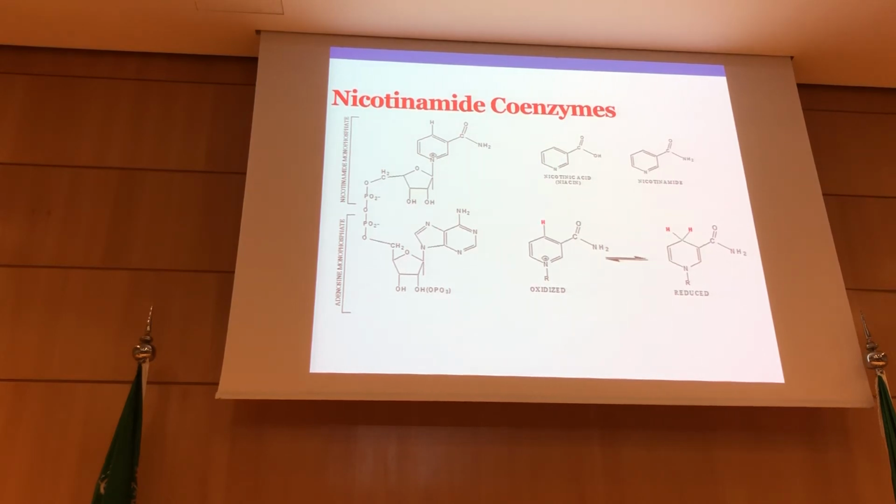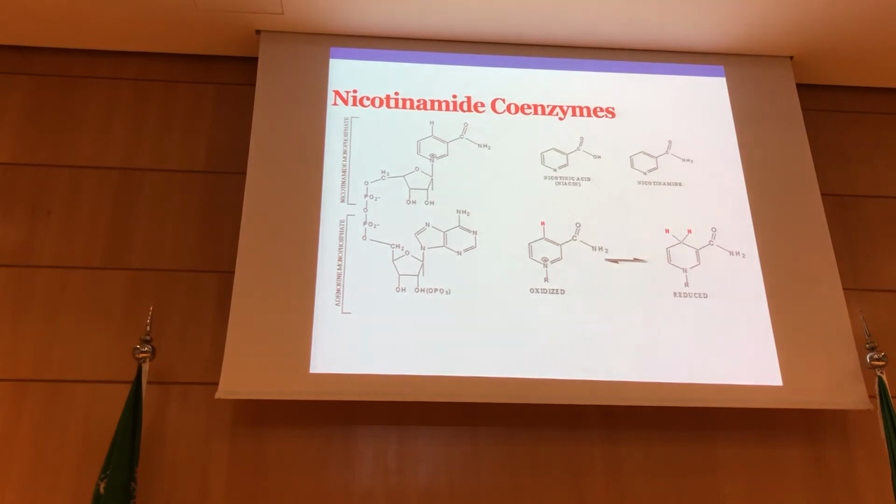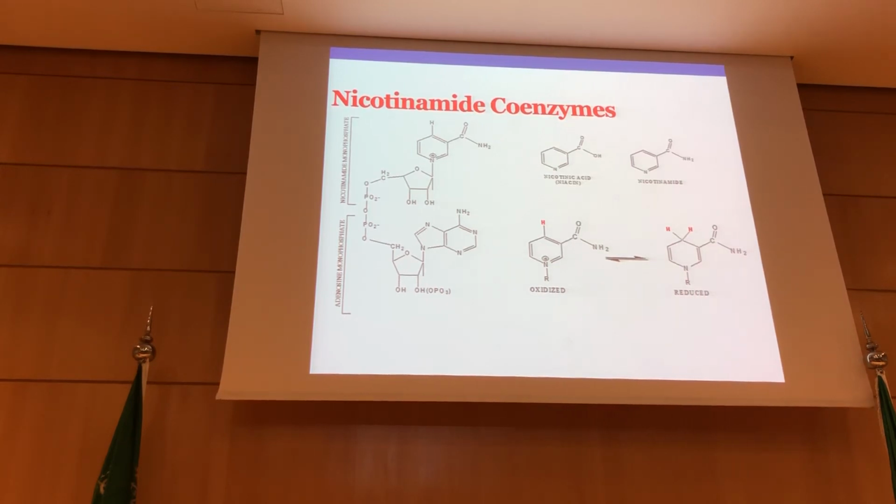This is the oxidized form. We said that NAD+ is involved in oxidation reduction reactions, right? When it's reduced, there is an additional H here. So this is the reduced form of NADP+, which is called NADH or NADPH, where the P stands for phosphate. So this is the coenzyme.